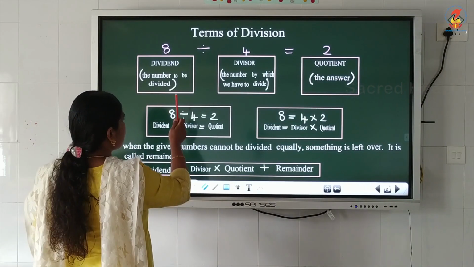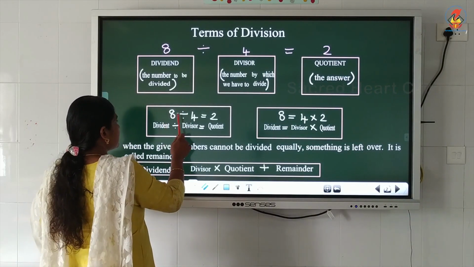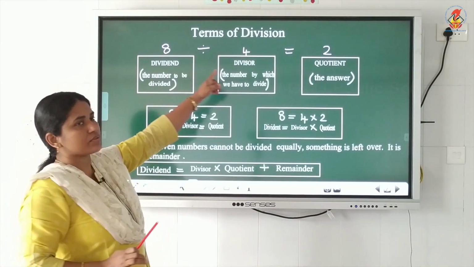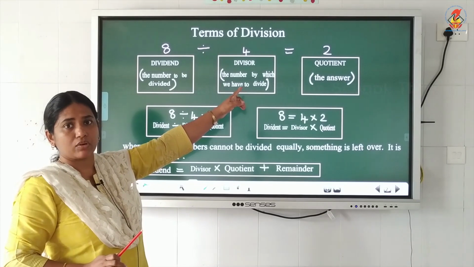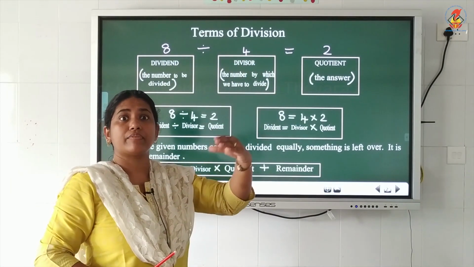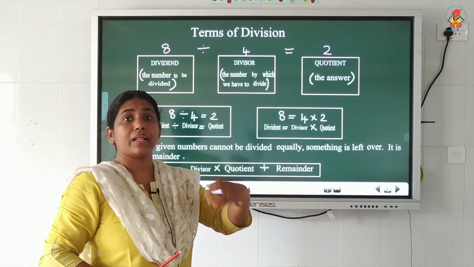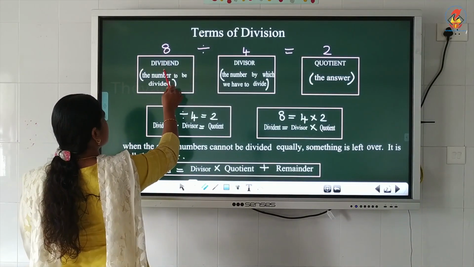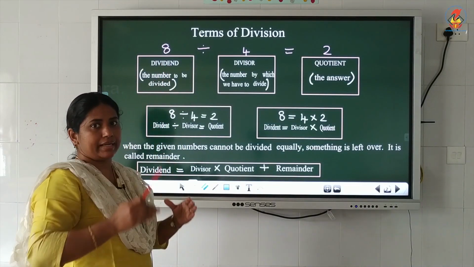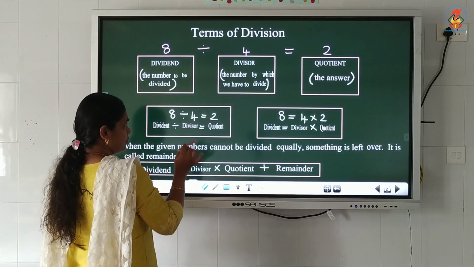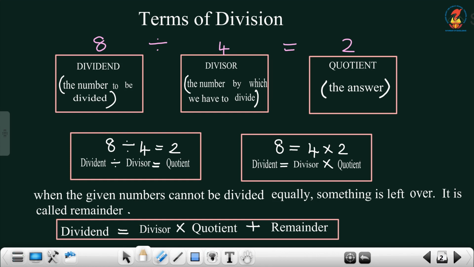Before that, look at the question once again children. 8 divided by 4 is equal to 2. That is our first question. That is our first division fact we wrote here, and I told you each and every number has a different name. Those separate particular names are called the terms. So under 8 which term do we write over here? Dividend. So children, we can write like this. 8 divided by 4 is equal to 2. So our 8 is called dividend and 4 is called the divisor.